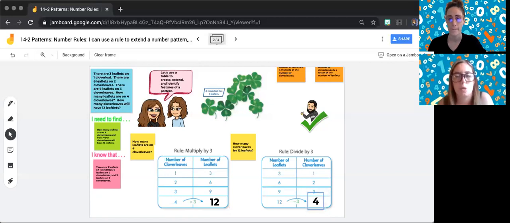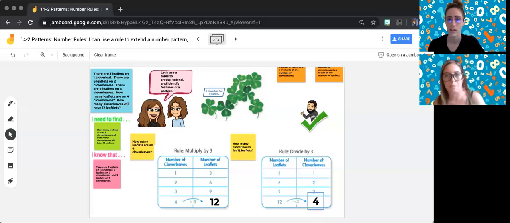And if you notice, Ms. Ortiz, we're using inverse operations here. When we wanted to find the number of leaflets, we multiplied the number of clover leaves by 3. But then when we wanted to know how many clover leaves there were, we did the inverse operation. It was like flipped.